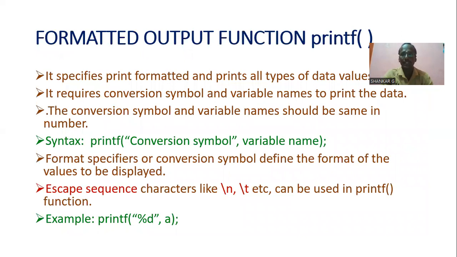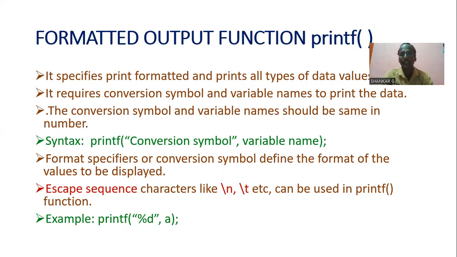And next, formatted output function. So in C language, the formatted output function is printf. The printf prints the formatted data and prints all types of data values. Whatever the data we are getting through scanf, we can print with the help of printf function. And this printf function also requires a conversion symbol and variable names to print the data.